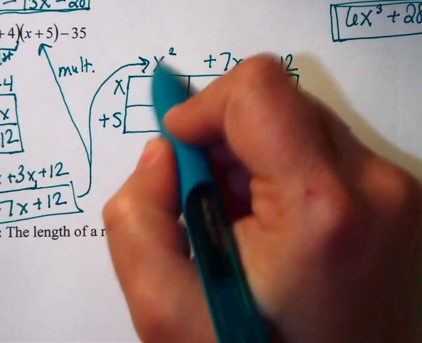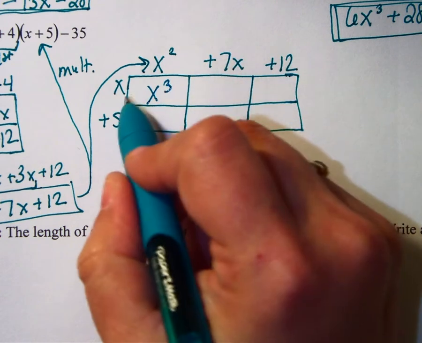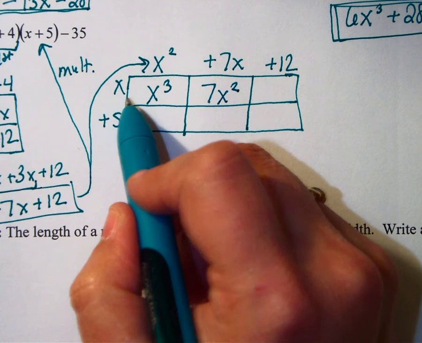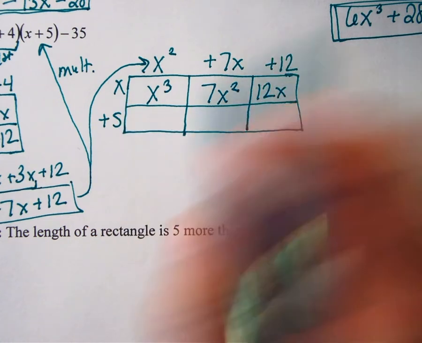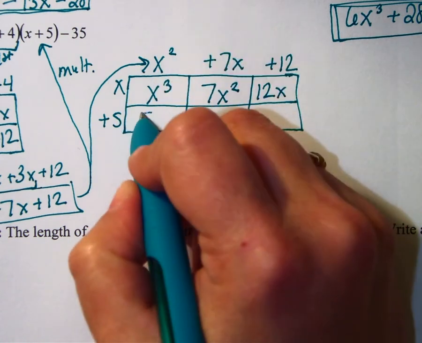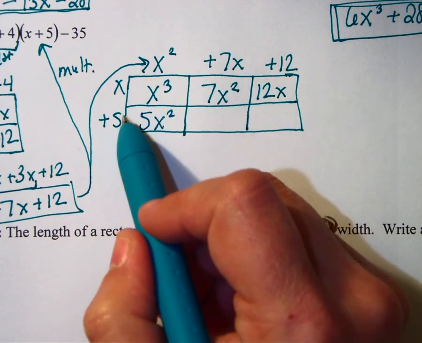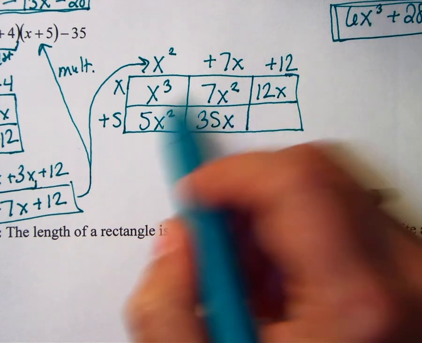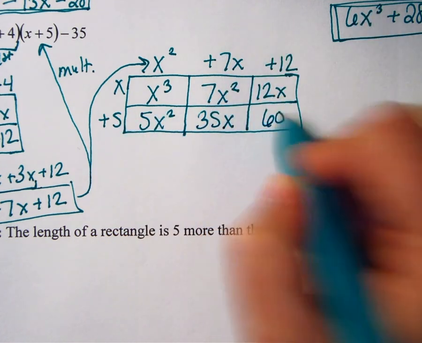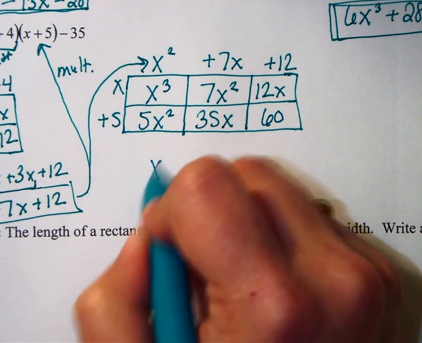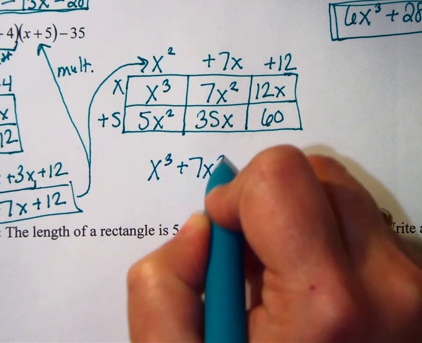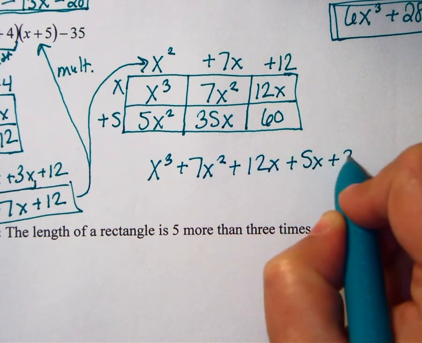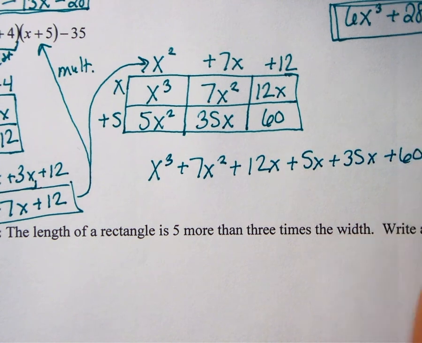So, x times x squared gives me x cubed. x times 7x gives me 7x squared. x times 12 gives me 12x. 5 times x squared gives me 5x squared. 5 times 7x gives me 35x. And 5 times 12 gives me 60. So I have x cubed plus 7x squared plus 12x plus 5x plus 35x plus 60.